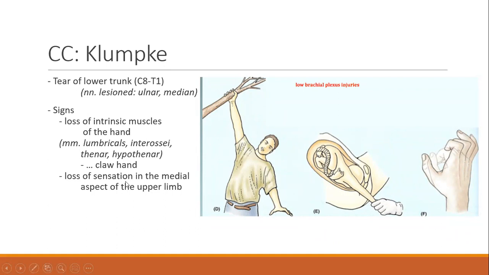Like I said, we'll get to that once we get to the hand. But just know that you end up with a formation that's called claw hand, and this is what it looks like over here. It's claw hand. And then you lose sensation on the medial aspect of the upper limb. That is, again, ulnar nerve and I believe median nerve as well. So the biggest thing with Klumpke: claw hand.